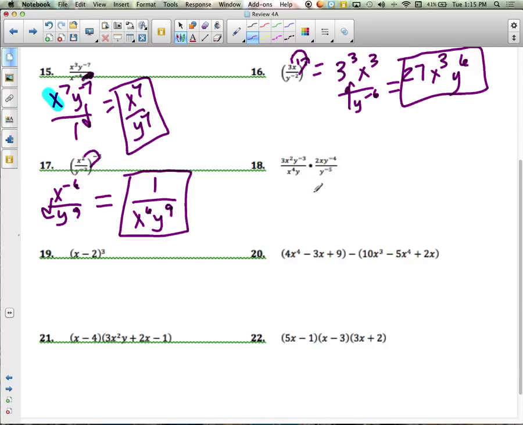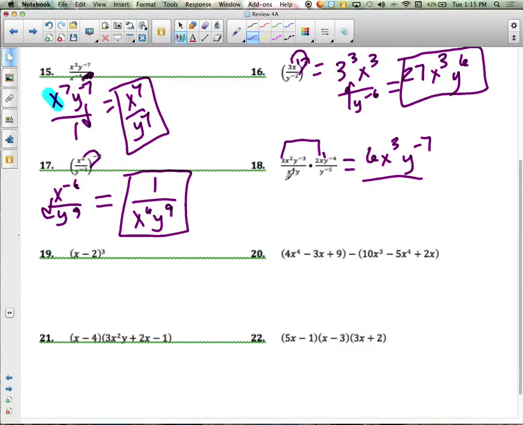Number 18, you have two fractions. You're going to multiply them together. So we're going to just multiply the numerators, and then we'll multiply the denominators. So I'm going to go 3 times 2 to give me 6. I'm going to go x squared times x. Remember, when you multiply same base, add the exponents. That's a 2. This is a 1. That gives me x to the third. And then I'll take the y's. Negative 3 plus negative 4 is negative 7. So that's what I get when I multiply the numerators.